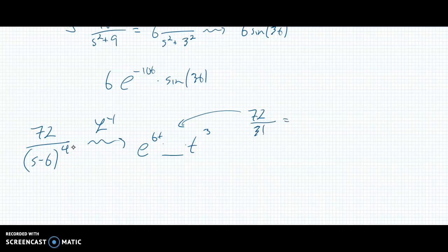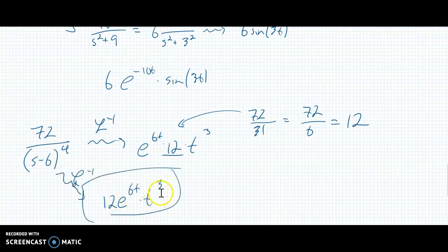It's kind of like when we integrate, right? We always divide when we're integrating. So I get 72 over, what's the 3 factorial? 6, and I think that's 12. So I get a 12 in here. So my answer for the inverse Laplace for this is equal to 12 e to the 6t times t cubed.